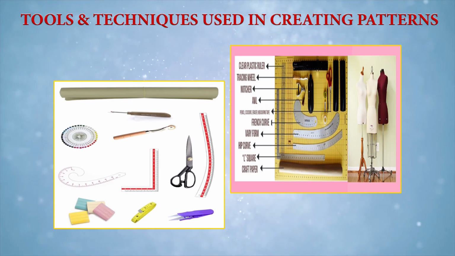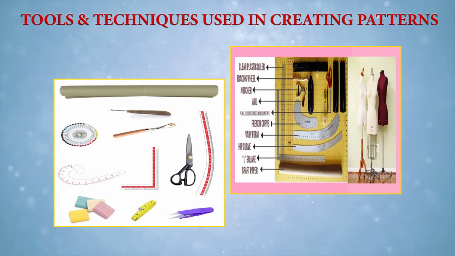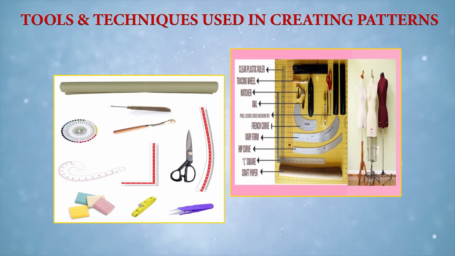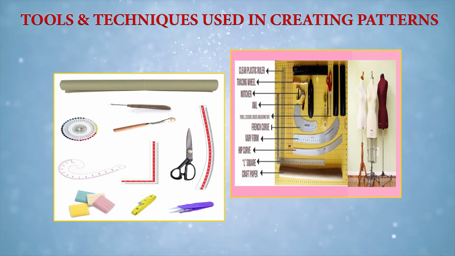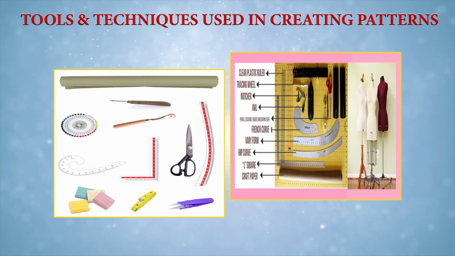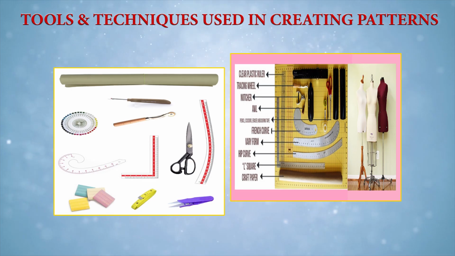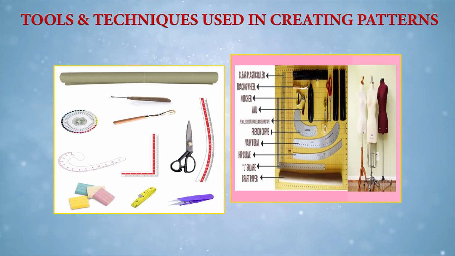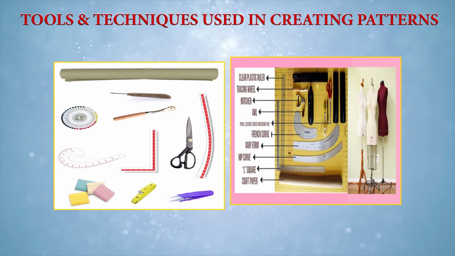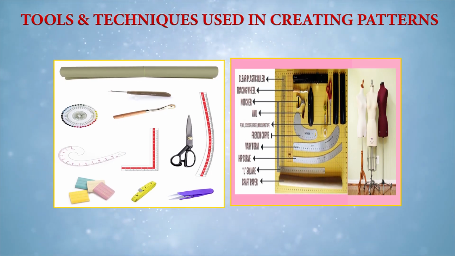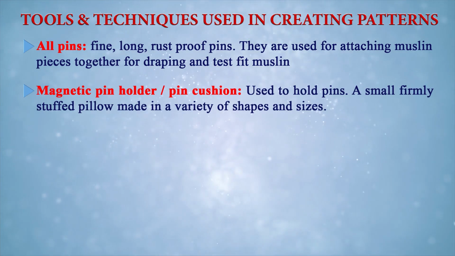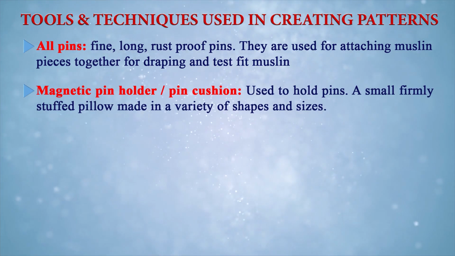We have the tracing wheel we use to trace the design on the pattern, scissors, French curve, which we will discuss in the next activity. We have the marking chalks, measuring tape, scissors, L-shaped scale, curved scale, and cutter. So these are different tools which we use for creating patterns. Then we have the awl pins, magnetic pin holders, and pin cushions we use.